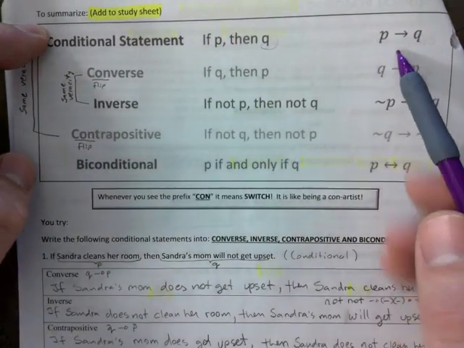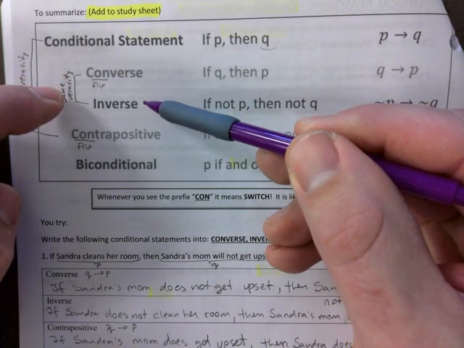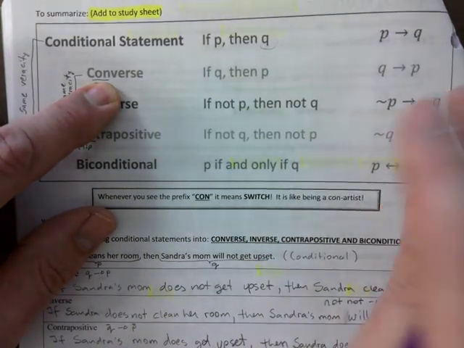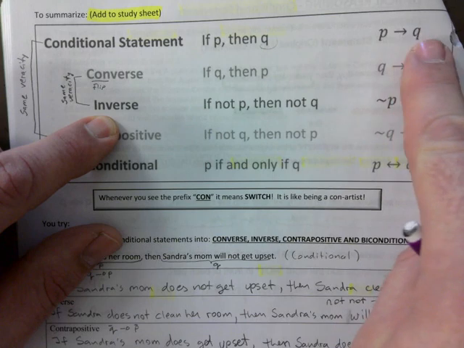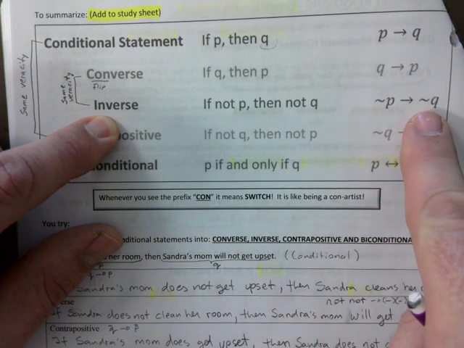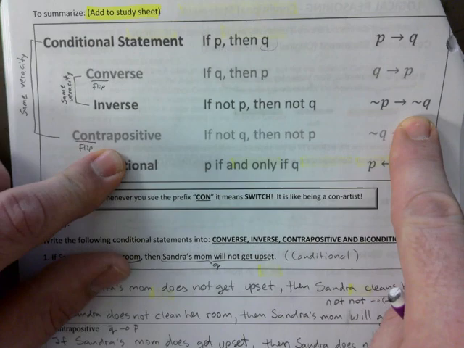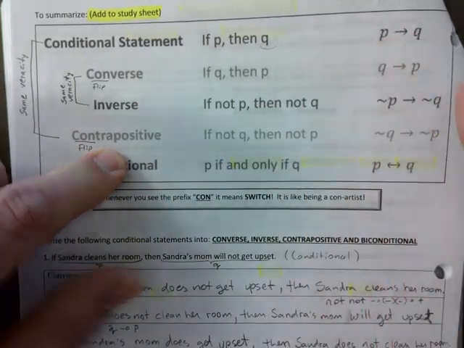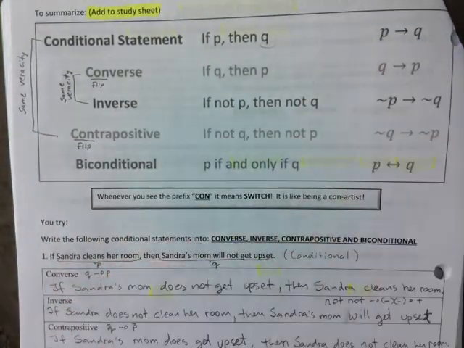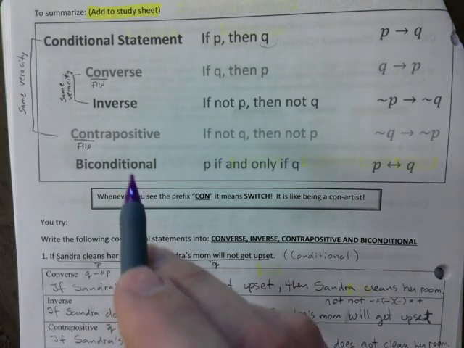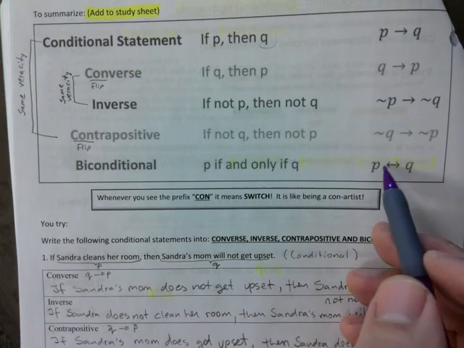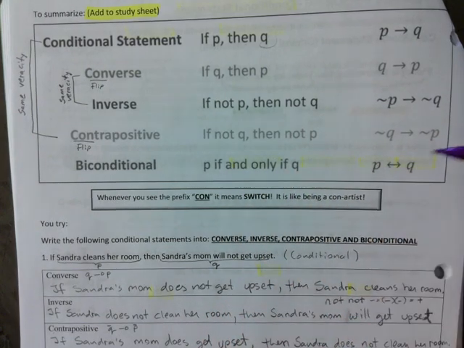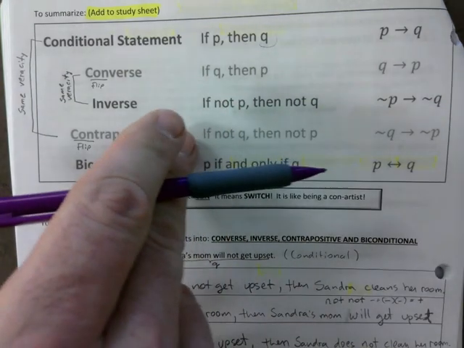And then from the conditional, you can write the converse. What's the converse? You basically just flip P and Q, right? So I'll show you how to do that. Inverse, you keep it in that same order, but you put a not in front of both pieces. Contrapositive, you flip P and Q, and you put a not in front of both. And biconditional is when you insert the if and only if, and it goes both ways. Information can flow this way or that way.